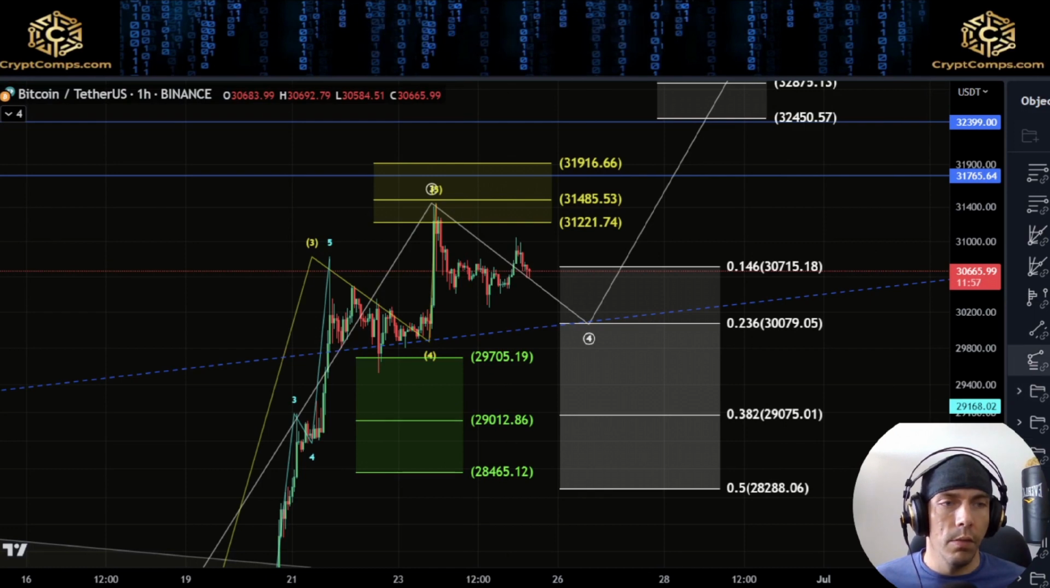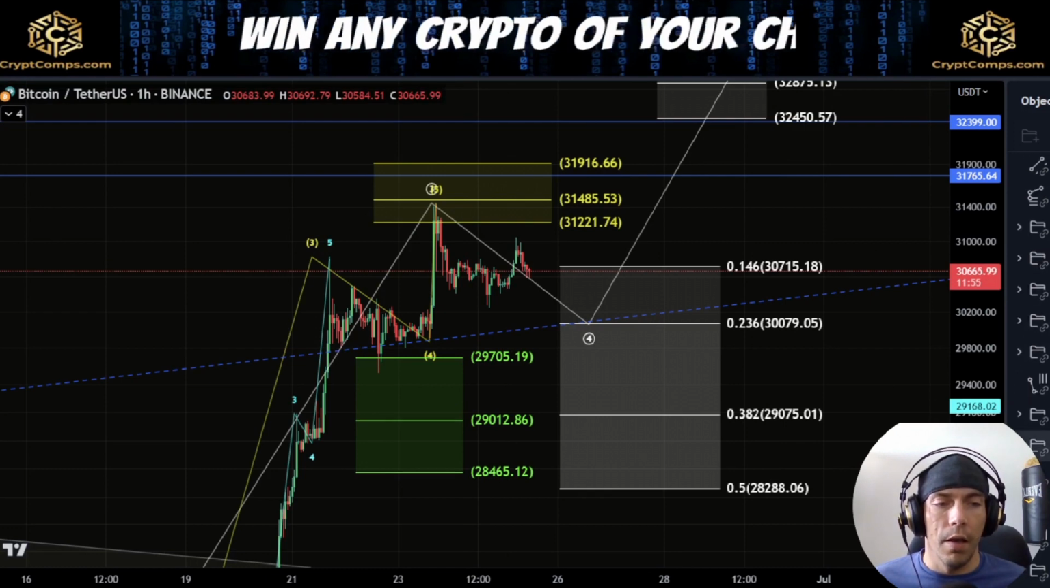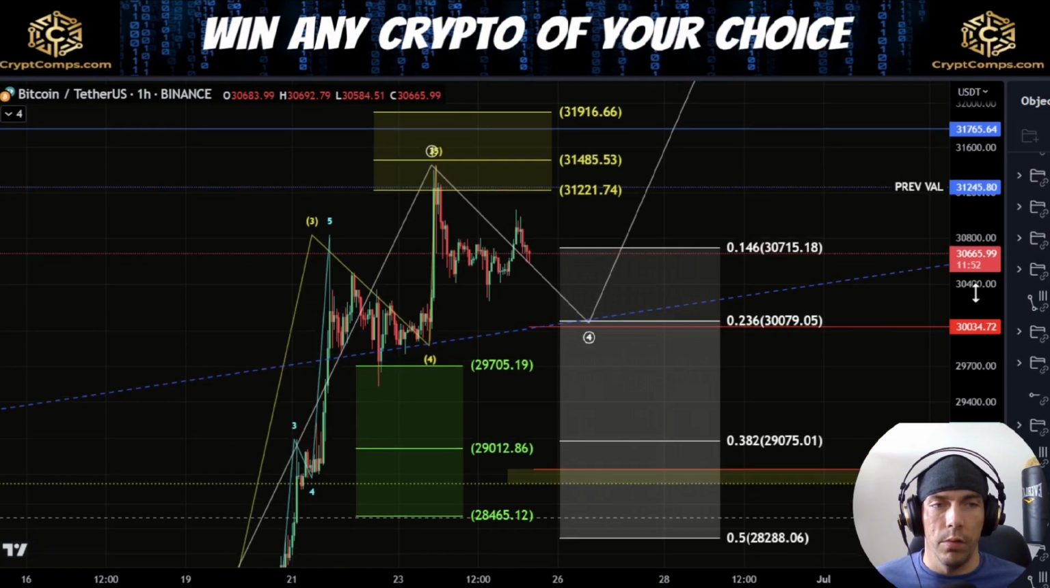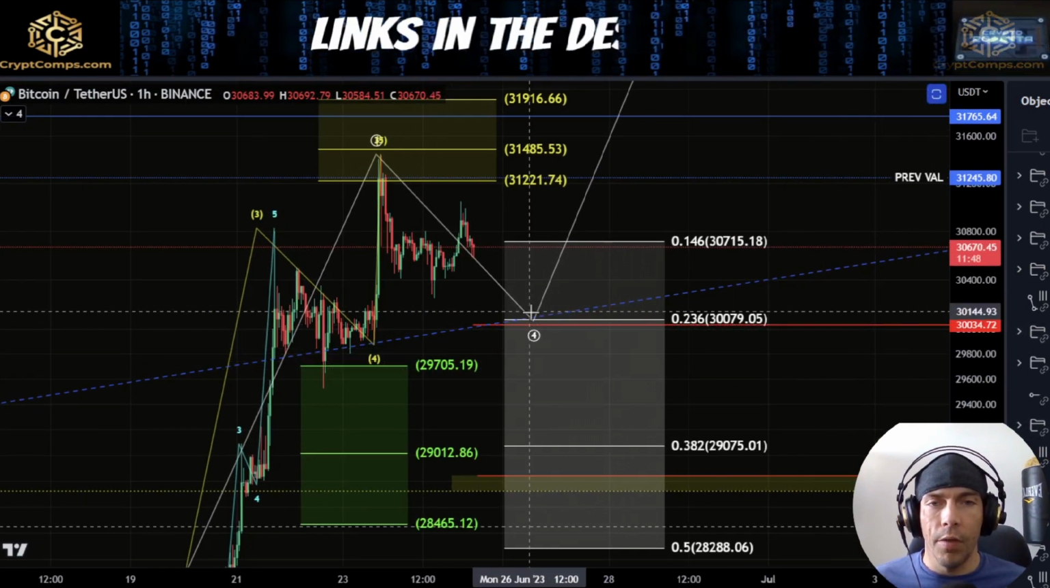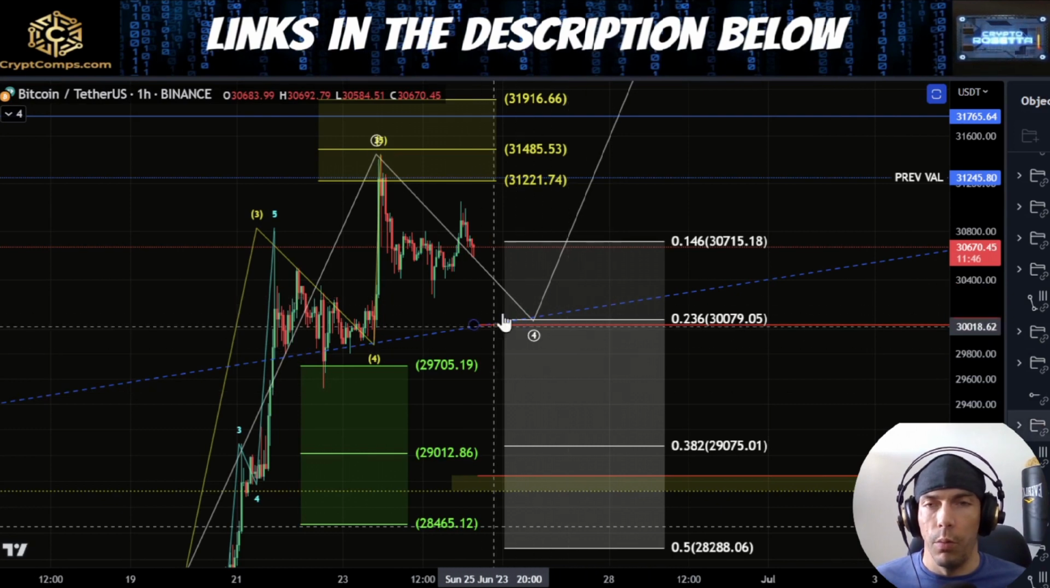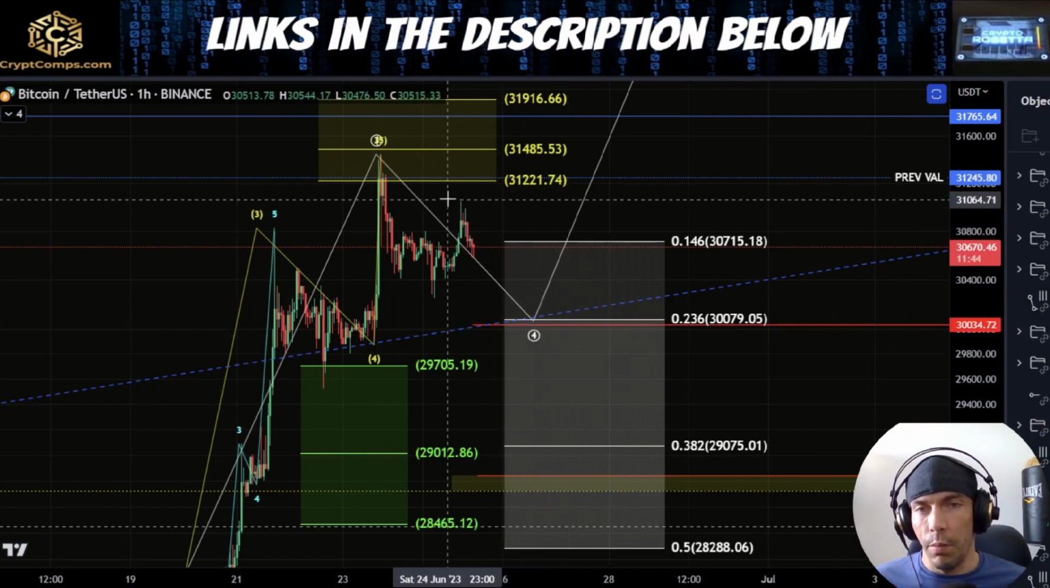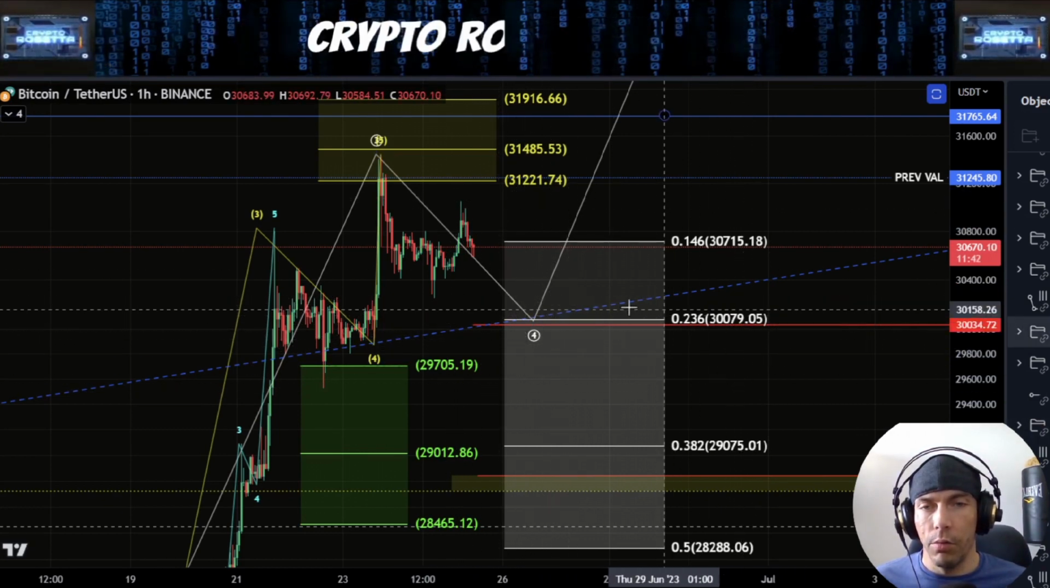Now, there are some other confluence points within this zone. If I throw on the naked point of control, we can see here that we have a naked point of control on the daily at this 30,034 level. So this would align with coming back into this channel here, as well as this 0.236.